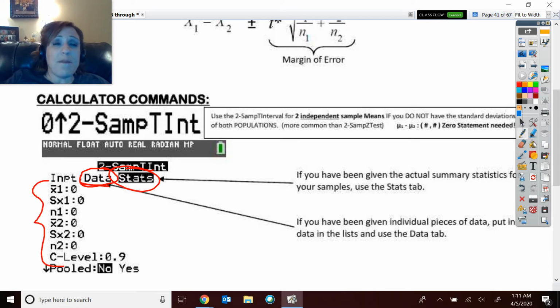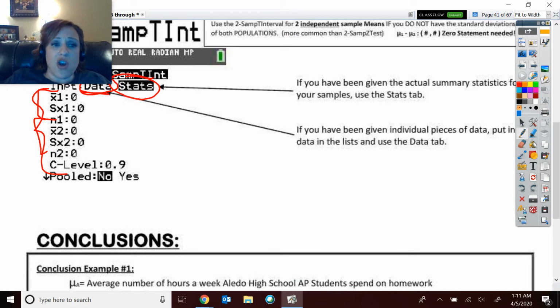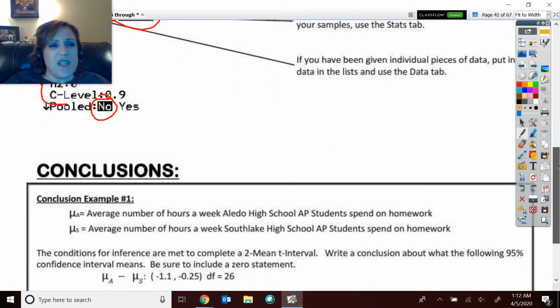You want to make sure you keep straight which type of item, which context item, you're putting in first, and which is second. It's important that you're paying attention to the direction in which you are subtracting. The calculator does the ones minus the twos. So if you put the men in first and the women's values in second, then you would be doing the men's values minus the women's. Okay? All right, we do not ever pool on this because that means you have standard deviations that are the same, and the likelihood of that happening is not very likely, so we don't ever pool.